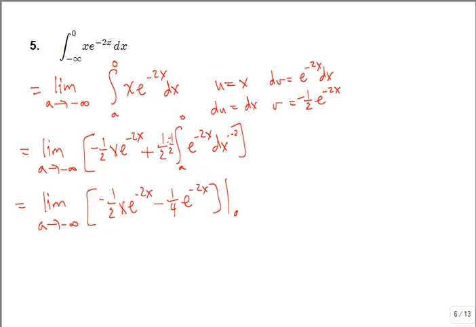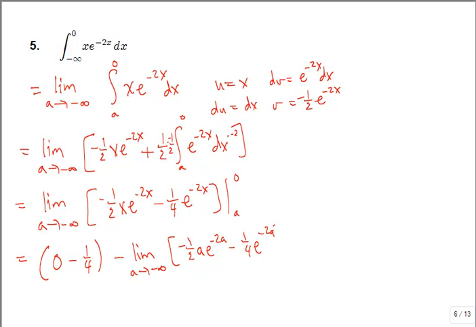And now I can plug in my bounds of a and 0. So if we plug in 0, this first term has an x in it, which is going to go to 0, so that whole first term goes to 0, minus e to the 0 is 1, so we're going to get that 1/4 again, minus the limit as a goes to -infinity of -1/2 a e to the -2a minus 1/4 e to the -2a.